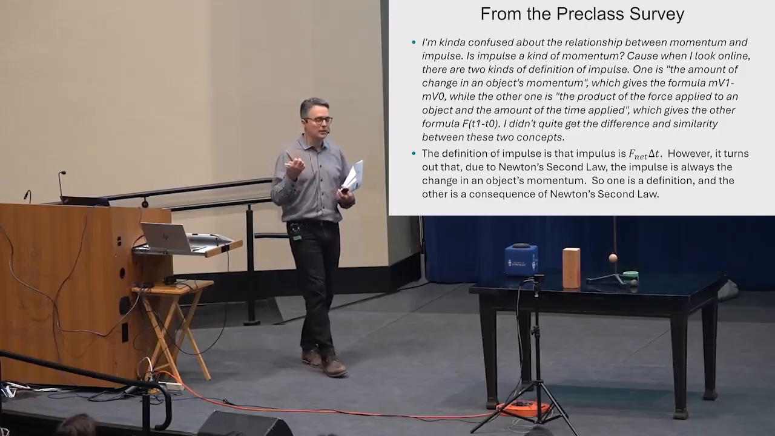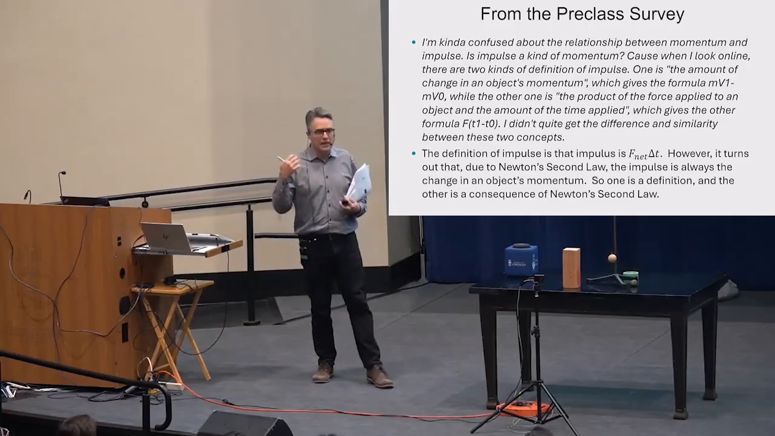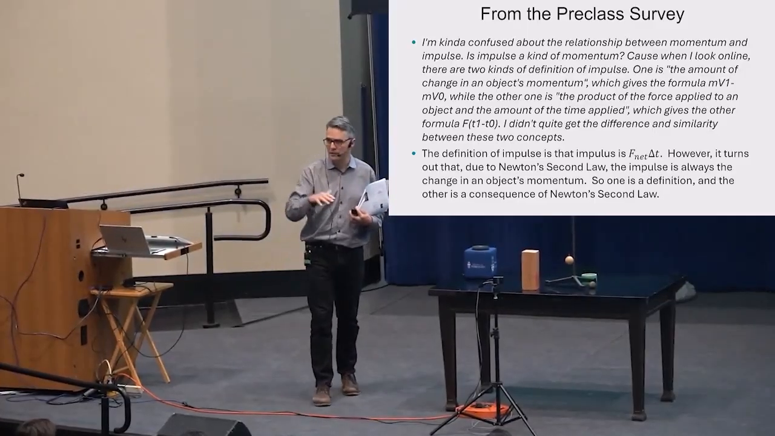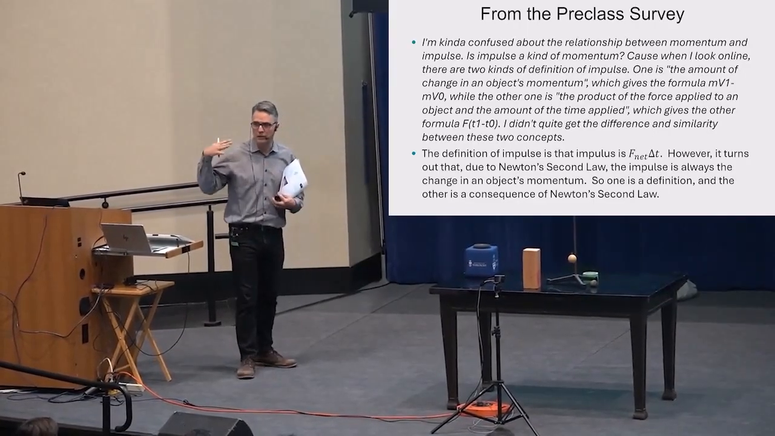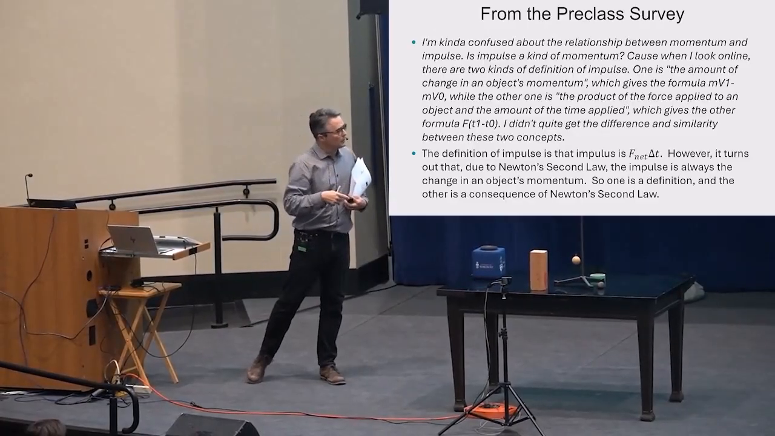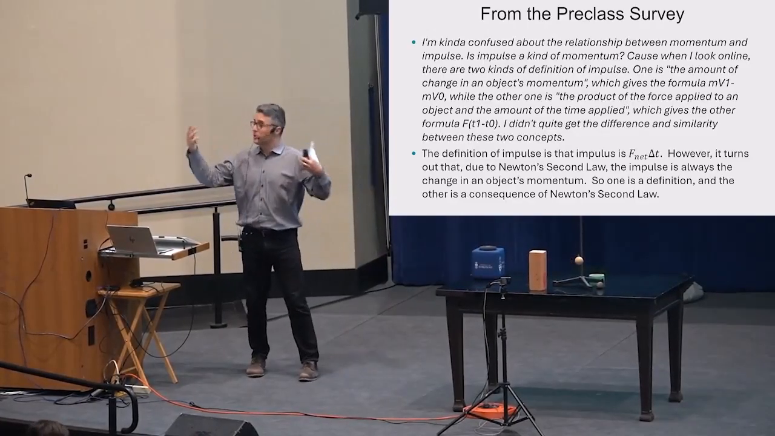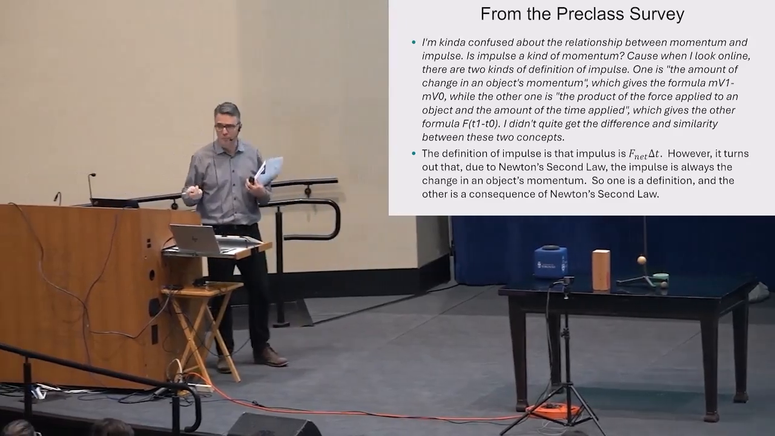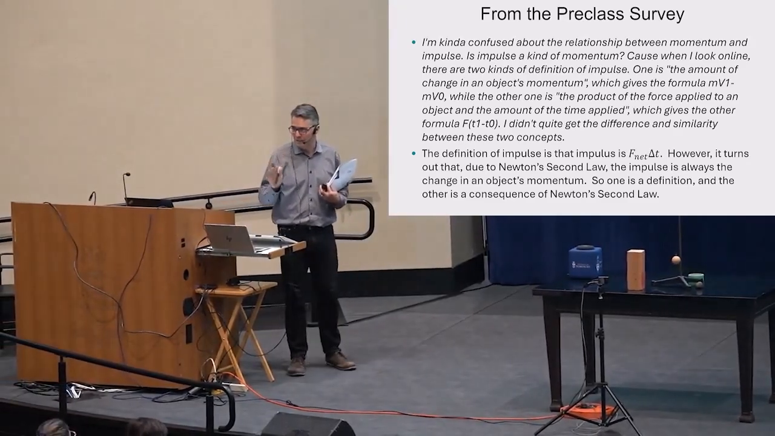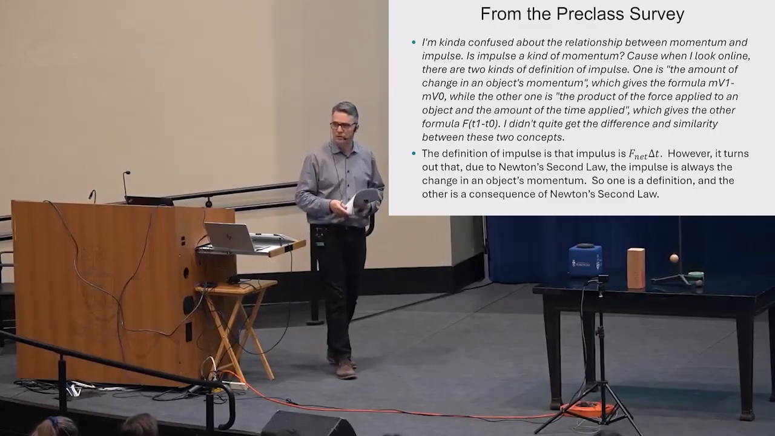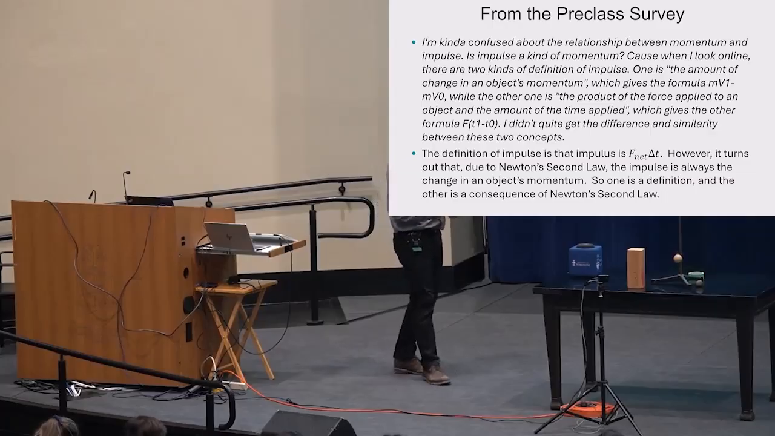I would say the definition of impulse is force times delta t. It's an integral of the net force versus time, the area under that curve. But it turns out, due to Newton's second law, that equals the change in momentum of an object. So sometimes you see it listed as impulse is the change in momentum, because it always is. One's a definition and the other one's sort of a consequence of physics. But it comes up a lot.